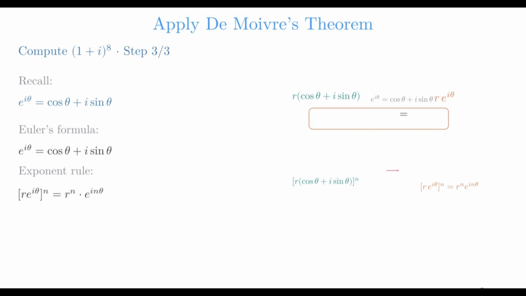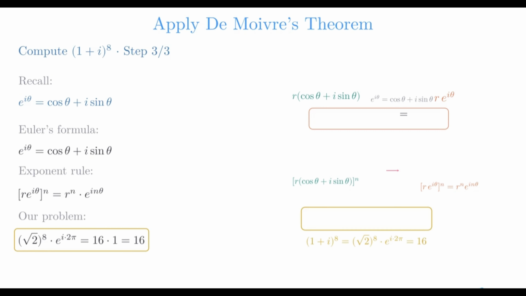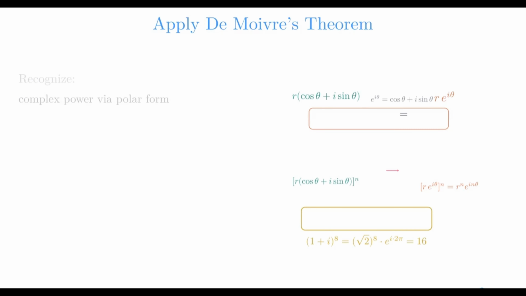No trig identities needed. For our problem, 16 times e to the i 2 pi is 16 times 1, giving us 16. Euler makes de Moivre automatic. Whenever you need to raise a complex number to a large power, convert to polar form first. Find the modulus and argument, then apply ordinary exponent rules.